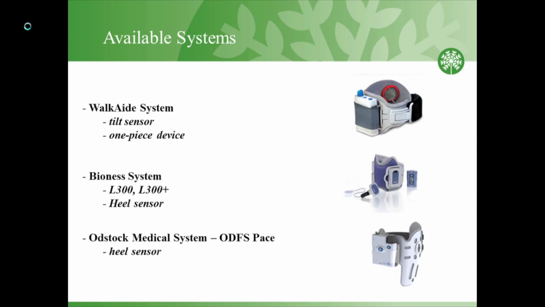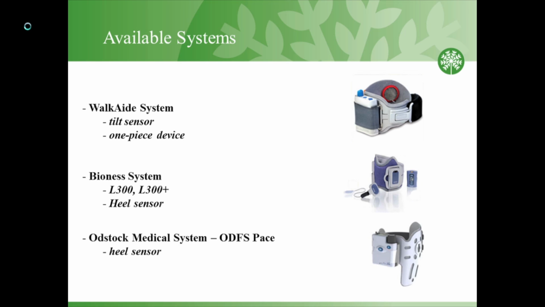So the available systems out in the market, there's the three main systems really that we're going to come across, I think, as orthotists: the Walk-Aid by Innovative Neurotronics, the BioNess system by Bioness, and the Odstock Medical system. That's the Odstock Dropped Foot Stimulator, the ODFS PACE. The Walk-Aid system is distributed by Innovative Neurotronics here in the United States. The Walk-Aid system is a one-piece system. The electrodes are all housed inside of the cuff, and it's a tilt sensor and an accelerometer. So there isn't a heel switch with this. It's programmed by computer via Bluetooth to the patient's gait.